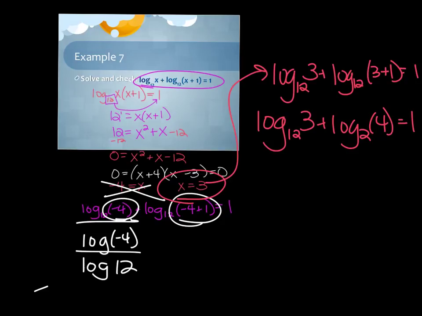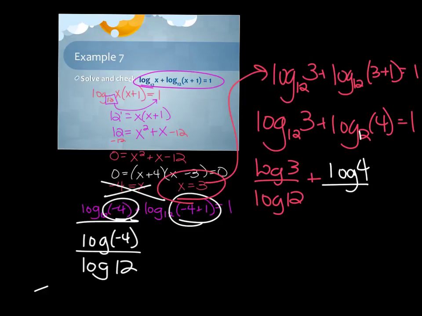So now I would do, again, unless you have the change of base, you're going to do log of 3 over log of 12. So this was 12. And then I would do log of 3 over log of 12 plus log of 4 over log of 12. And that should give me 1.